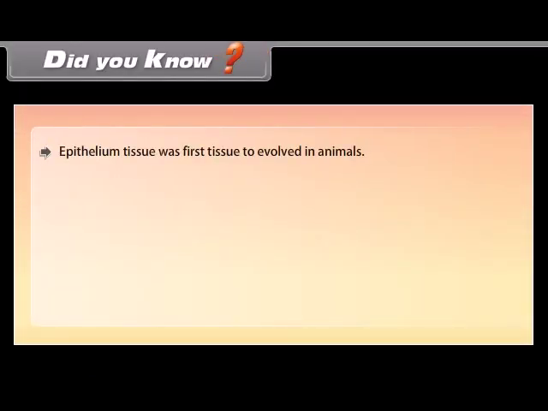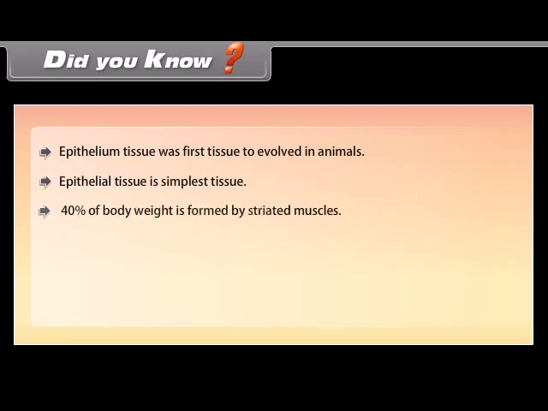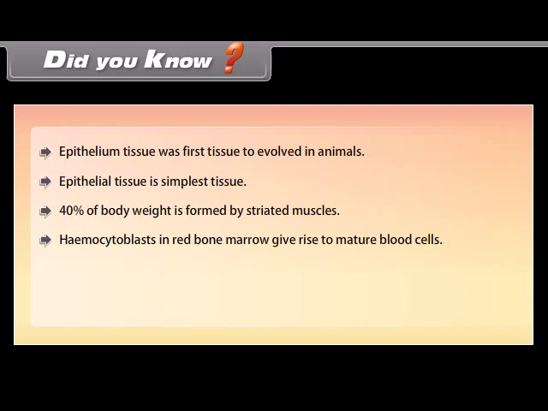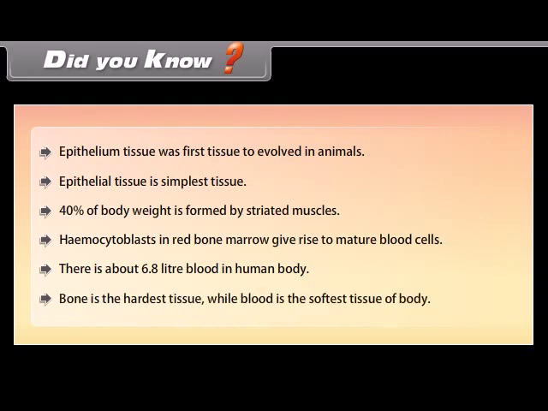Did you know? Epithelium tissue was the first tissue to evolve in animals. Epithelial tissue is the simplest tissue. 40% of body weight is formed by striated muscles. Hemocytoblasts in red bone marrow give rise to mature blood cells. There is about 6.8 liters of blood in the human body. Bone is the hardest tissue, while blood is the softest tissue of the body.